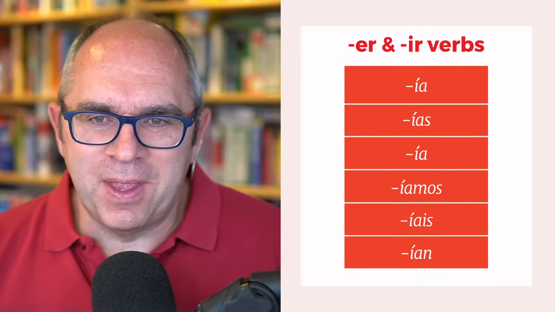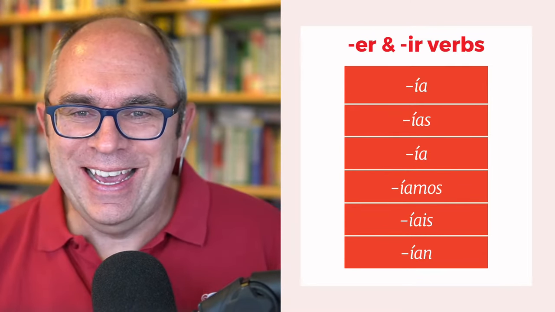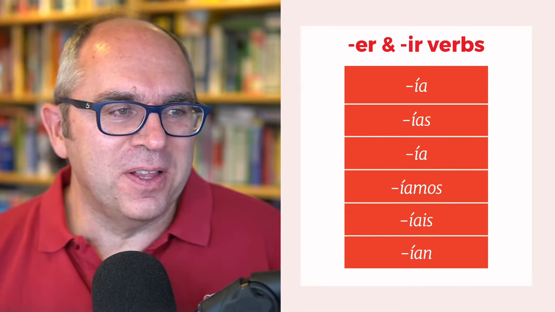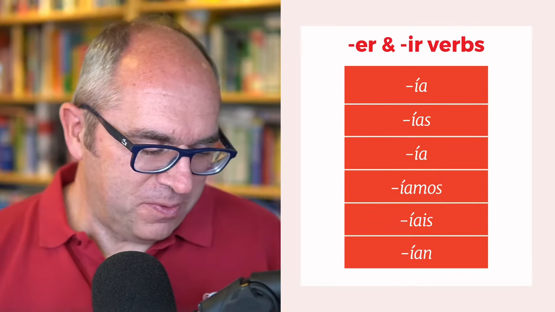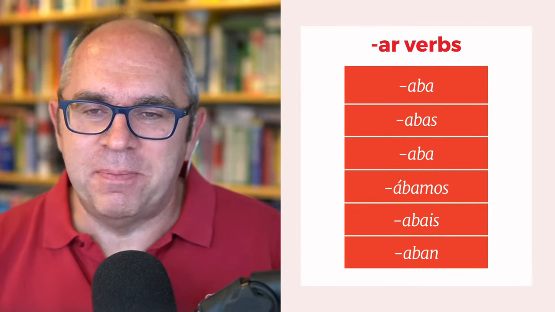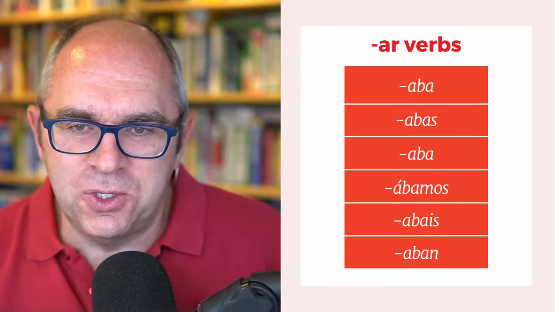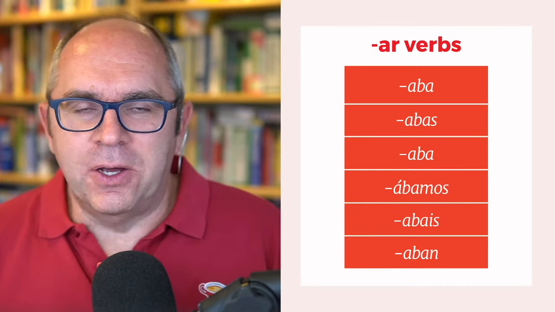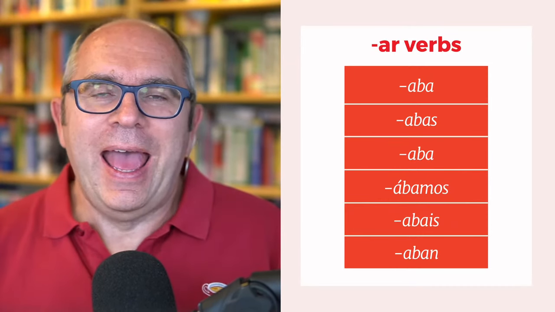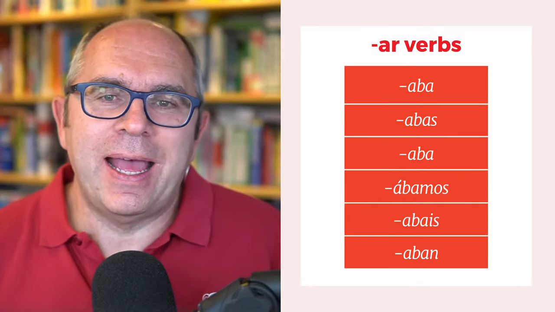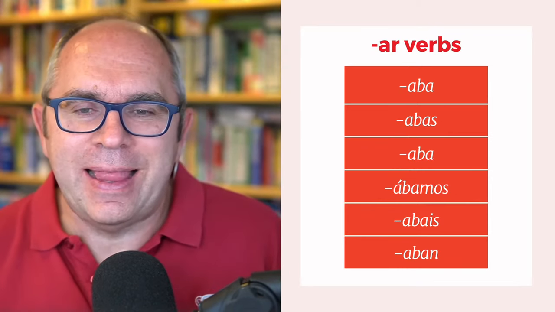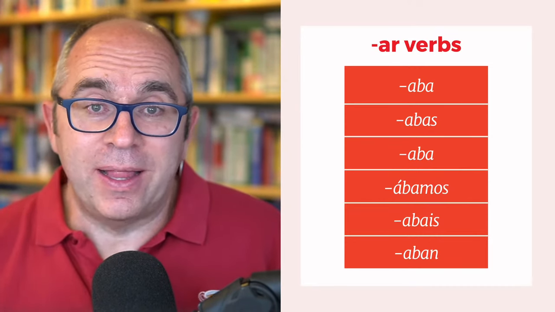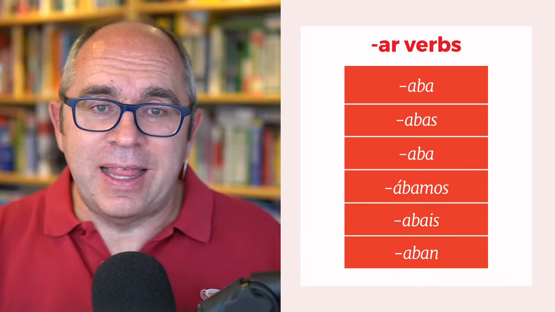Let's look at an example. Actually, before we do that, let's just jump back to ABBA. I'll give you an example. So we're going to say cantar, to sing. So I was singing, cantaba. You were singing, cantabas. He or she or you, formal, were singing, cantaba. We were singing, cantábamos. You, plural, were singing, cantabais. And they were singing, or ustedes were singing, cantaban. So cantaba, cantabas, cantaba. Cantábamos, cantabais, cantaban.